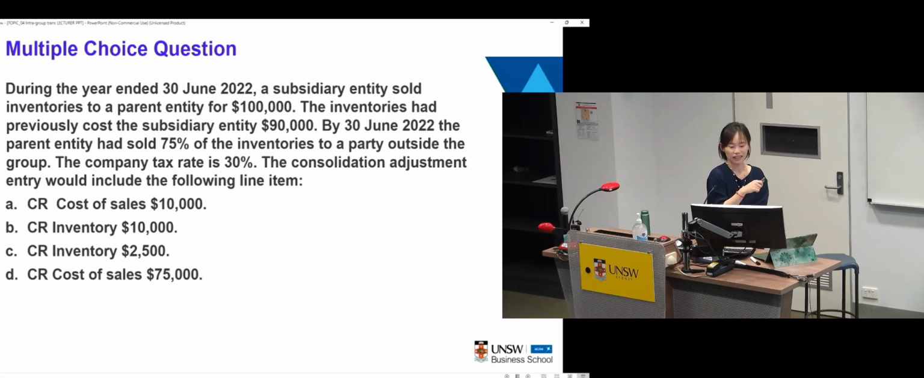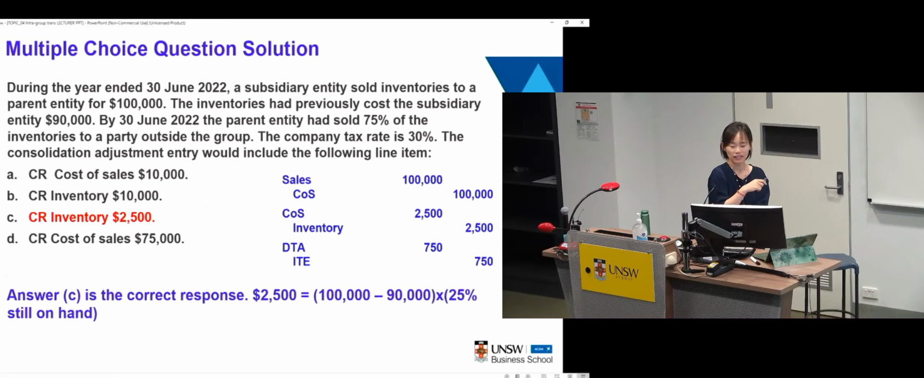Well, C is correct, right? C is the correct answer. So how do we work this out? Now you can see the intragroup selling price is 100,000. The original cost is 90,000. So the difference, 10,000, represents the profit from this intragroup sale of inventory. Are this profit realized? Oh, let's move on to look at the other information. 75% sold, which means 75% realized. Well, 25% remain unrealized, right? So 25% of 10,000, the credit inventory adjustment should be 2,500.